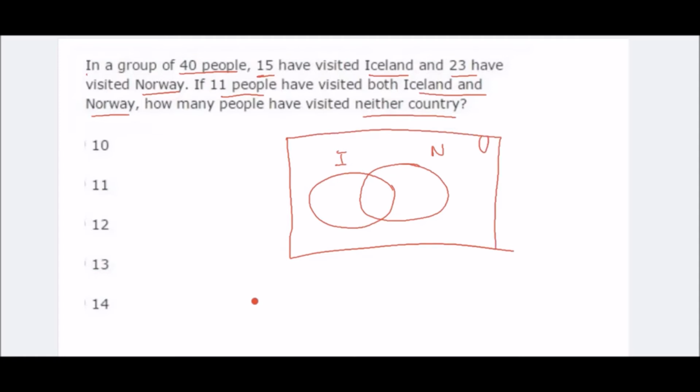11 people visited both Iceland and Norway, so here it will be 11. The remaining for Iceland will be 15 minus 11, that becomes 4, and for Norway that will become 12. So add it up, how much does it become? Total 27, right? And the remaining people will be 40 minus 27, 13 people. The people who visited neither of the places will be 13. So our answer is the fourth option.